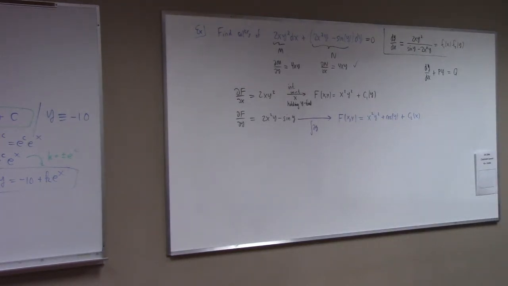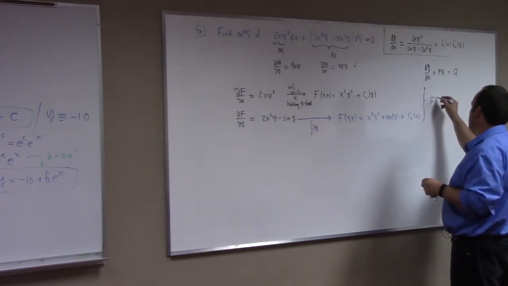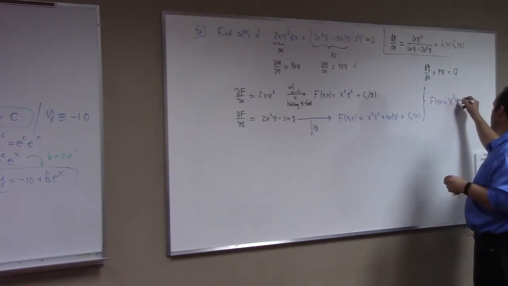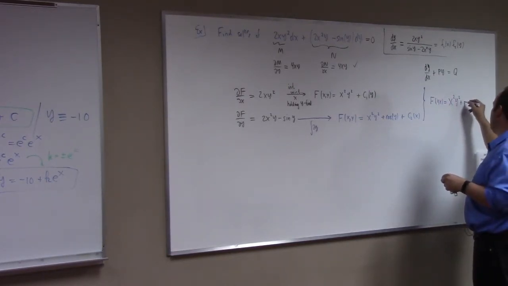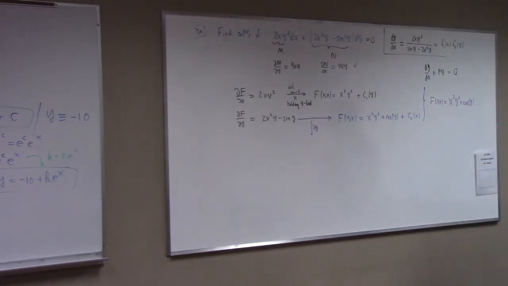And then what you can do is you just compare these two, right? And we've already checked the closed condition, so we know that f exists. It's just a matter of calculating it, right? And what do we get? f of x y equal to x squared y squared plus cosine y. That's my level function. Now, is that the answer?